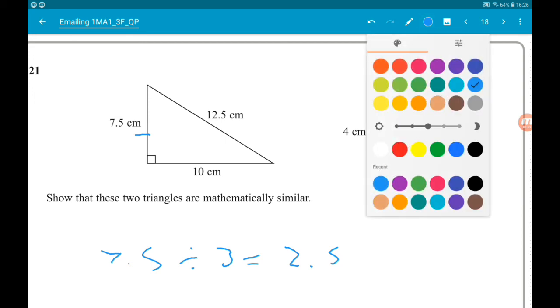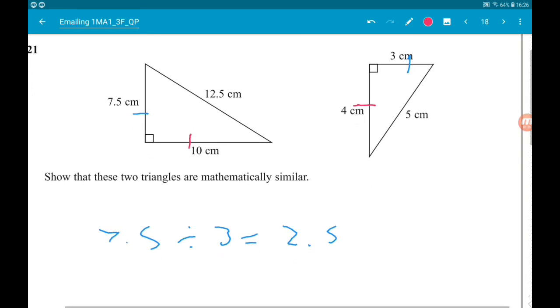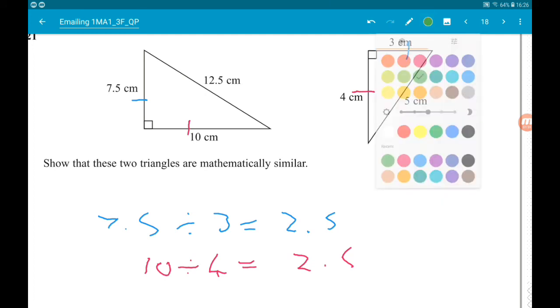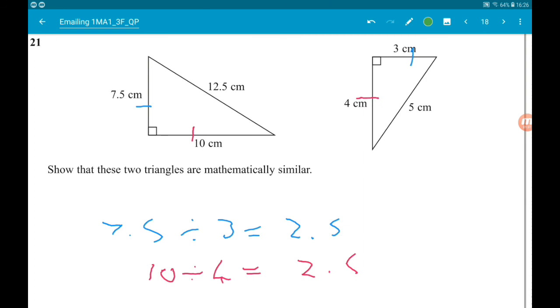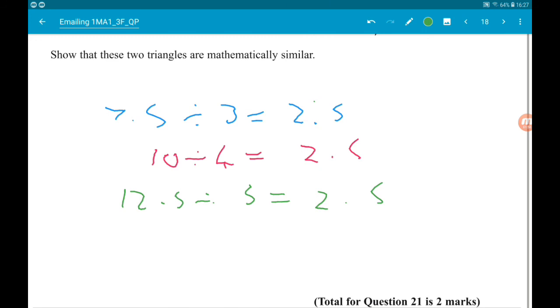So, the 10 centimetre side there corresponds to 4 centimetre side there. So 10 divided by 4 is 2.5. Bingo. And then for the third one, 12.5 corresponds to 5. 12.5 divided by 5, surprise surprise, gives us 2.5. Therefore, the triangles are similar.